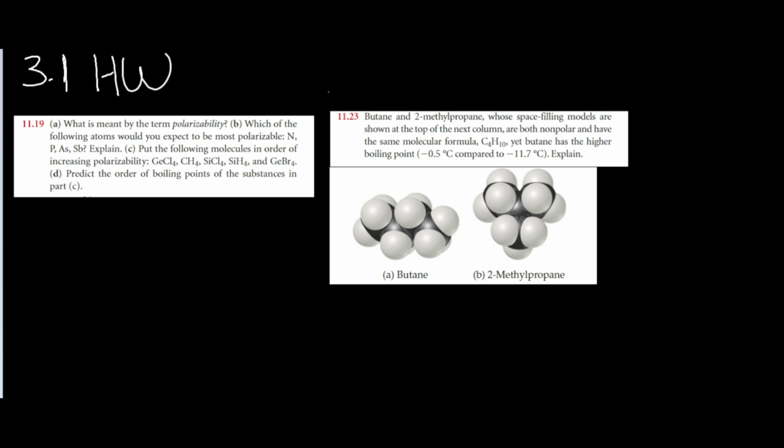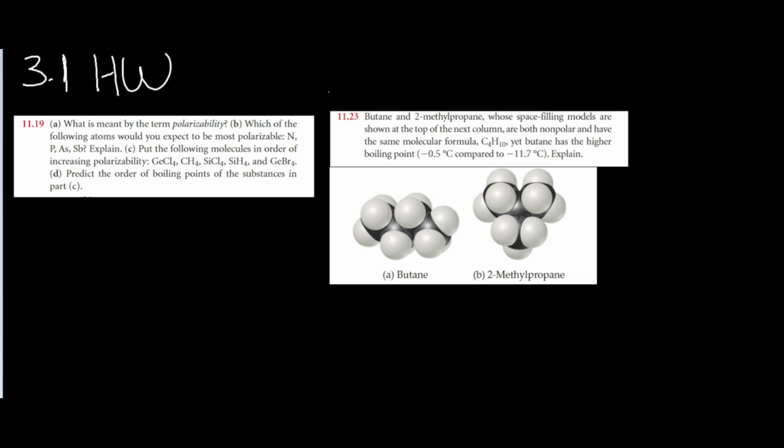Okay, B, which of the following atoms would you expect to be most polarizable? So nitrogen, phosphorus, arsenic, and I believe tin. So tin, or Sb, is the most polarizable because it's the largest, therefore there's more electrons, and in general, the nucleus has less control over those electrons, so they're just moving around a whole lot more.